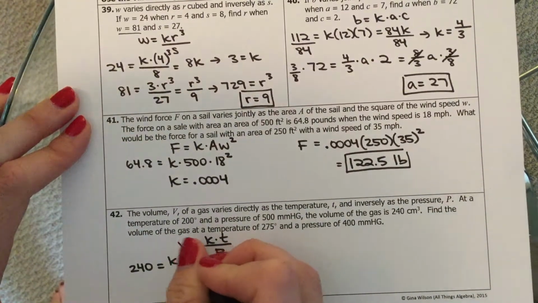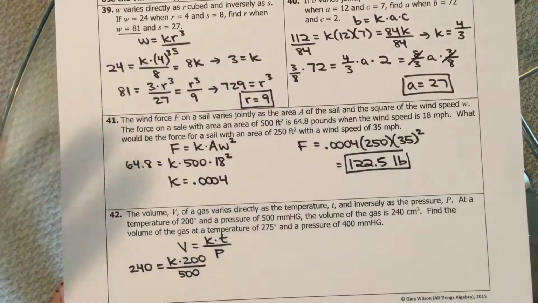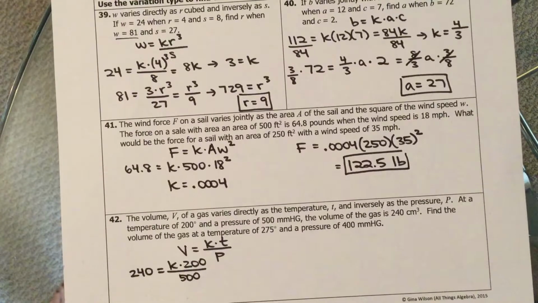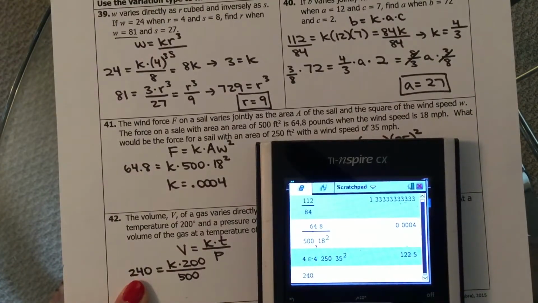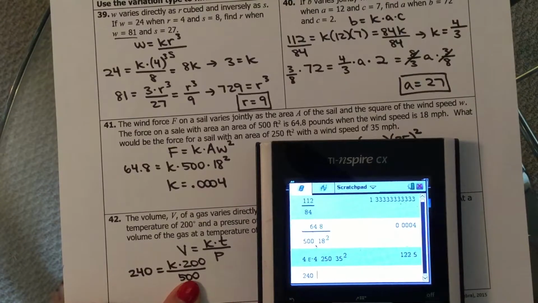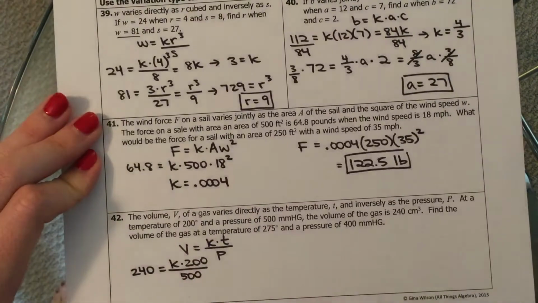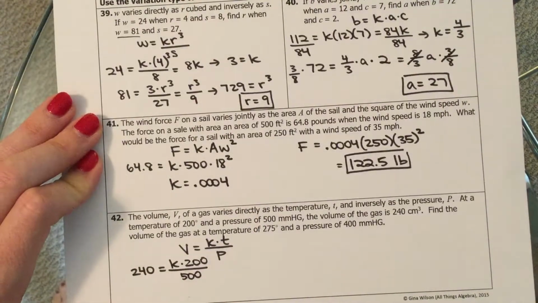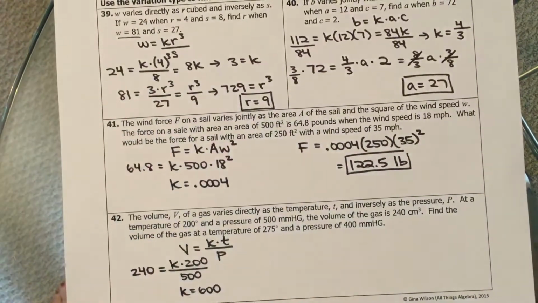The temperature is 200, and then the pressure is 500. So we sub all that in. We're solving for K. So we're going to multiply by the reciprocal here. So we have 240. We're going to multiply by the reciprocal of this fraction right here. So 500 over 200. And so this ends up being 600. So that's your value of K, is 600. And we can use that in the next equation to solve.